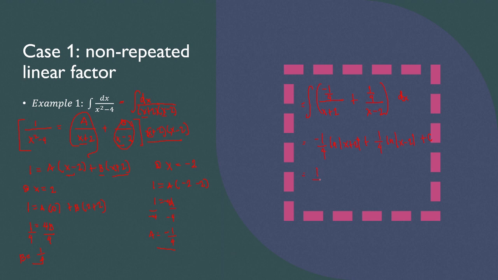Okay, simplifying. 1/4 is the common factor. So 1/4 times ln of x minus 2 minus ln of x plus 2 plus c. Or according to the law of logarithms, that's 1/4 ln of (x minus 2 over x plus 2) plus c. That's your final answer.